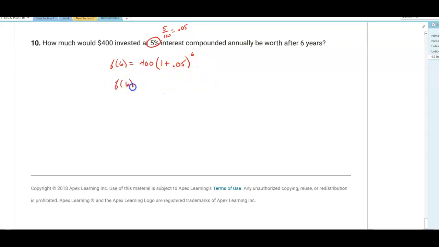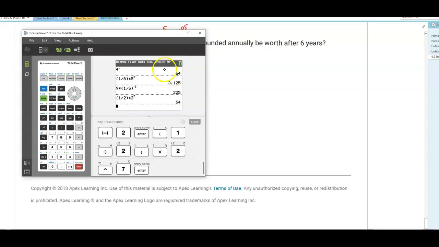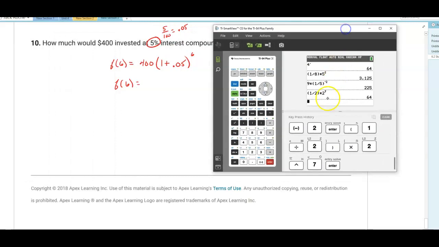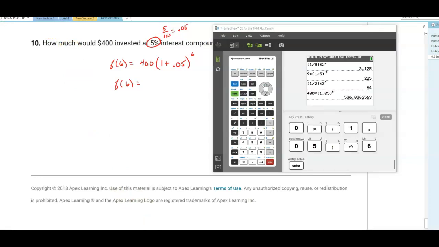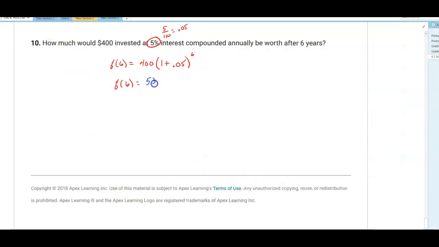So f of 6 would equal, go to my handy dandy calculator, and I plug it in exactly the way I see it. 400 times parentheses 1.05, close parentheses, caret 6, the 6th power. That money would grow to an amount of $536.04. All right, go ahead, do the quiz.